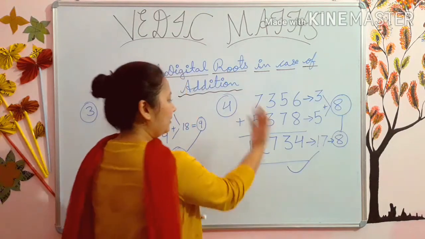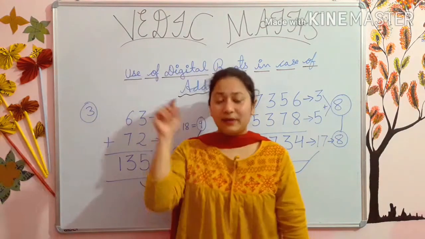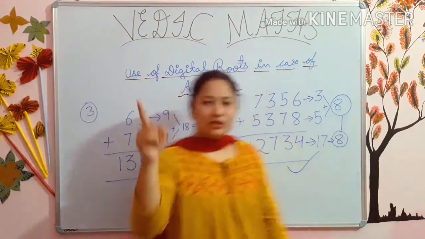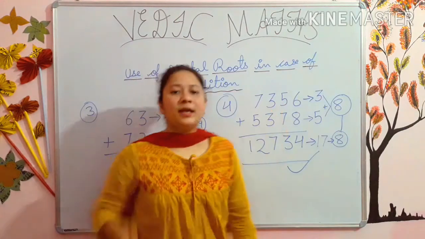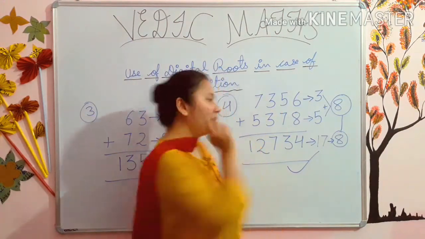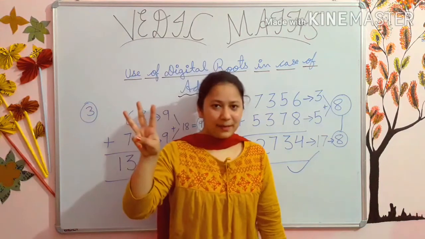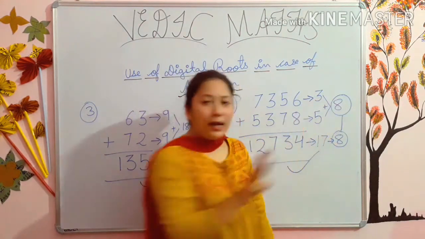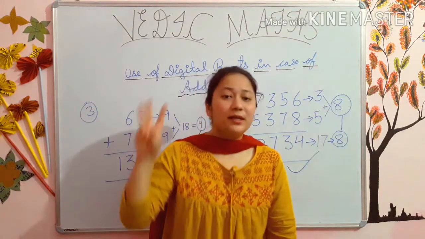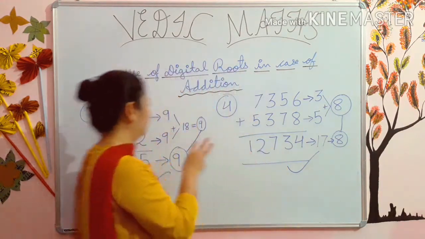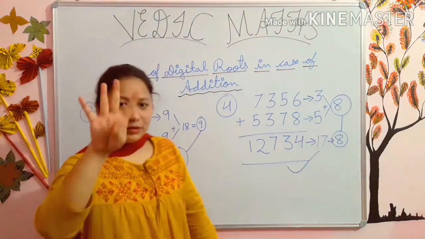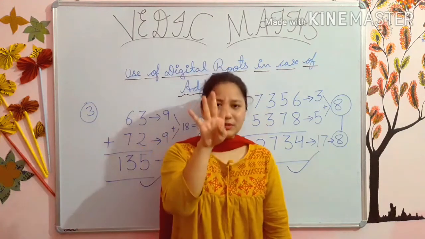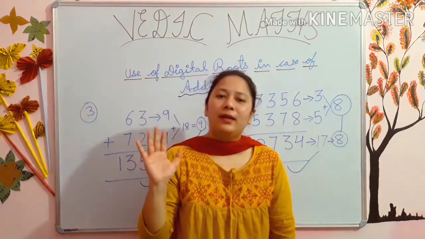So kids, this is for today. Again I will repeat my method. The first step is to find out the digital root of the first number. Then find out the digital root of your second number. Third step, add both the digital roots of your numbers, and the last number should be a single digit number. Your fourth step is to find the digital root of your answer, and in 4 steps you can check your addition.